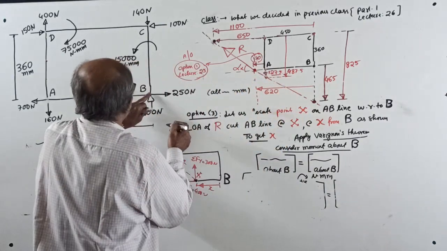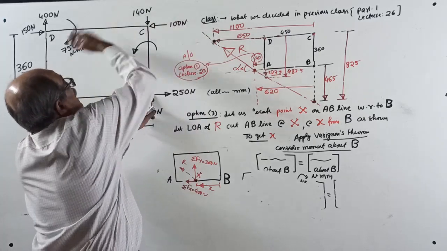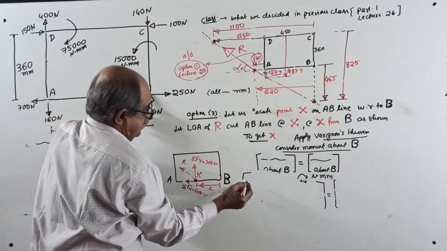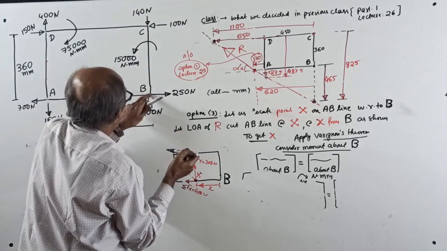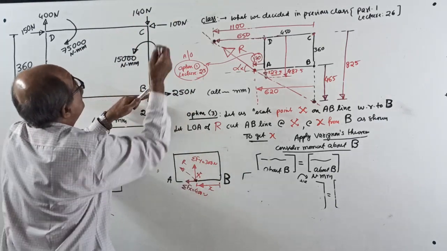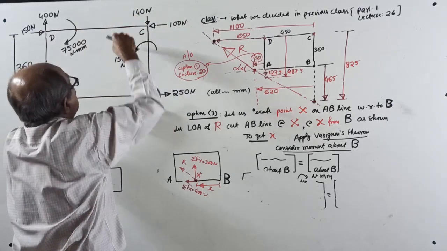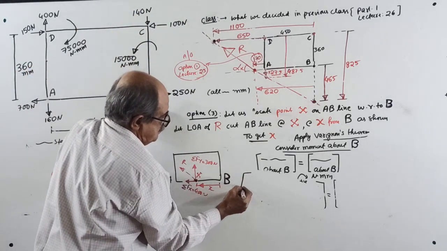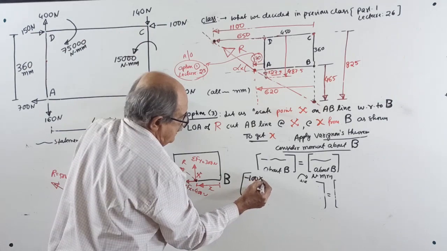Start here. Moment about B. I will start from here. Minus 100 into 360. See, 250 into 0, 200 into 0. 100 into 360 is anti-clockwise, so minus 100 into 360.